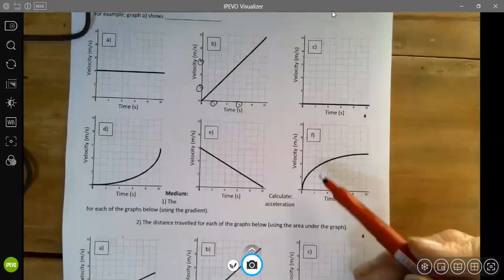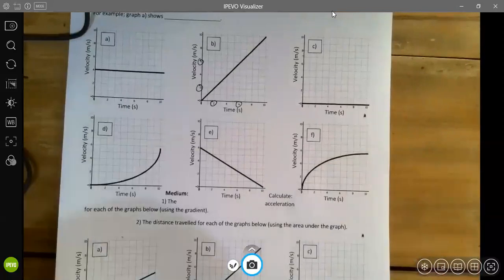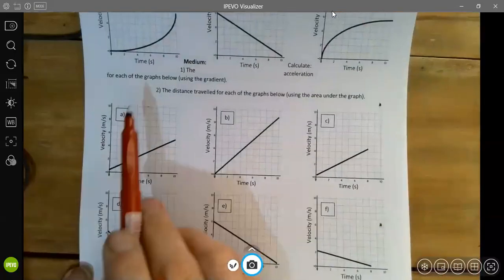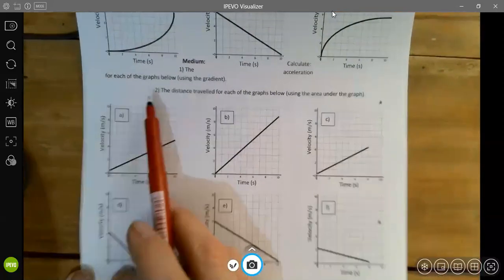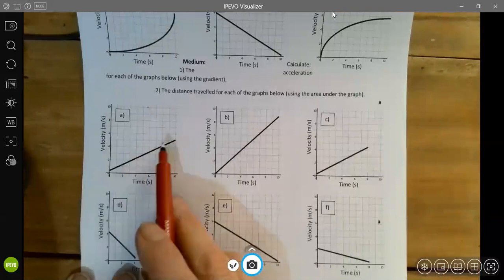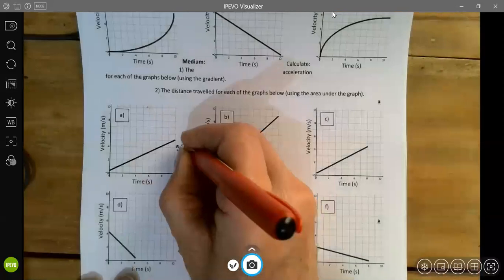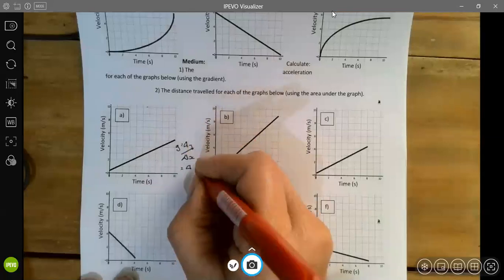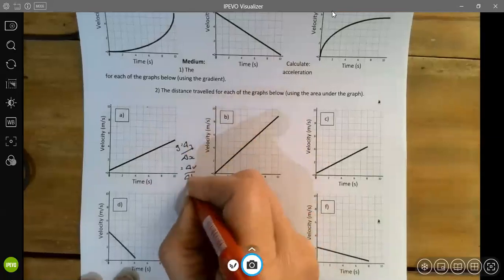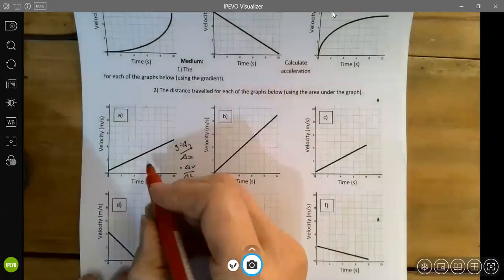With these curves, you need to think about what's happening to velocity over time. Now, what we can do then is also find the gradient. If we find the gradient, G, the gradient is the change in Y over the change in X, which in our case is the change in velocity over the change in time, which is acceleration. So we can actually use this to find acceleration.